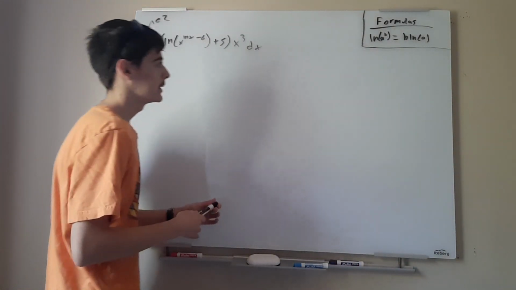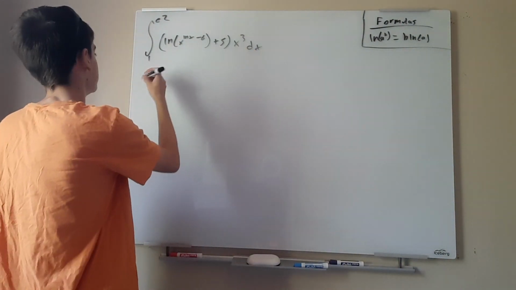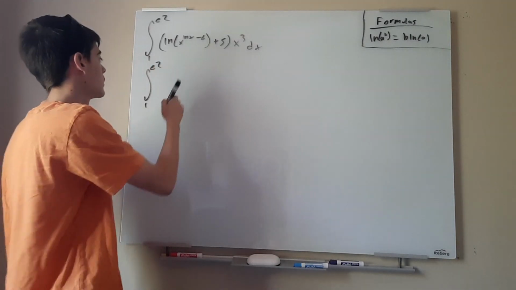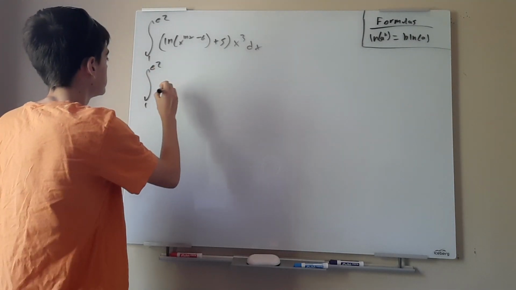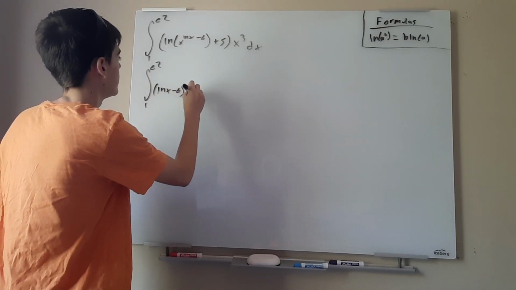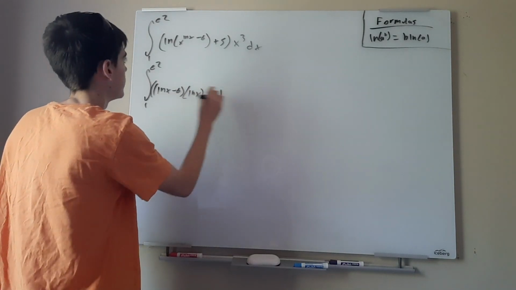So the first thing we're going to want to do is use our only formula up there today, ln a to the b equals b ln a, and we're going to use that to simplify the inner portion of this logarithm right here. So we can turn this into ln x minus 6 multiplied by ln x. And then we'll have this plus 5 still, and then everything's multiplied by x cubed.